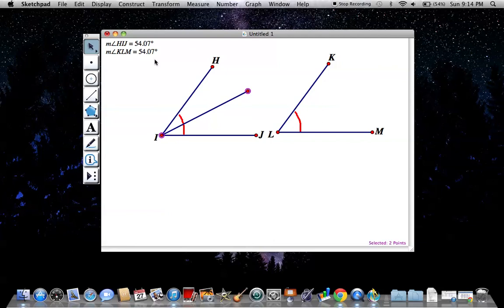All right. So those are my definitions: angle, vertex, interior of an angle, exterior of an angle, degrees, acute, right, obtuse, straight, congruent angles, and an angle bisector. Now for the angle addition postulate.